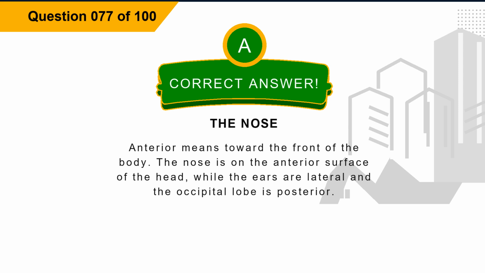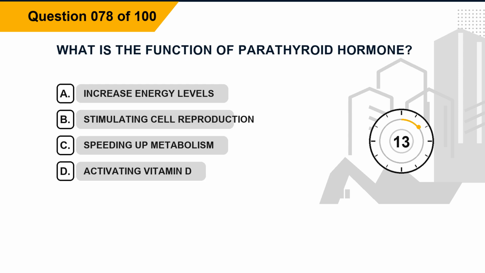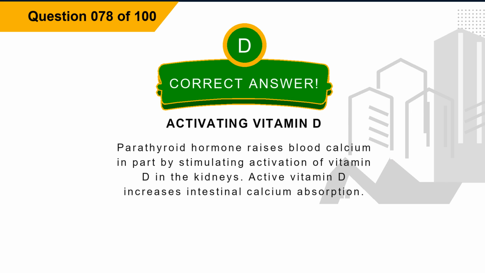posterior. Question 78. What is the function of parathyroid hormone? Option A, increase energy levels. Option B, stimulating cell reproduction. Option C, speeding up metabolism. Option D, activating vitamin D. The correct answer is option D, activating vitamin D. Explanation: parathyroid hormone raises blood calcium in part by stimulating activation of vitamin D in the kidneys. Active vitamin D increases intestinal calcium absorption.